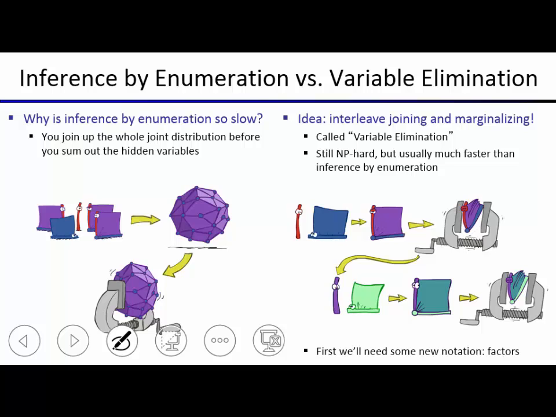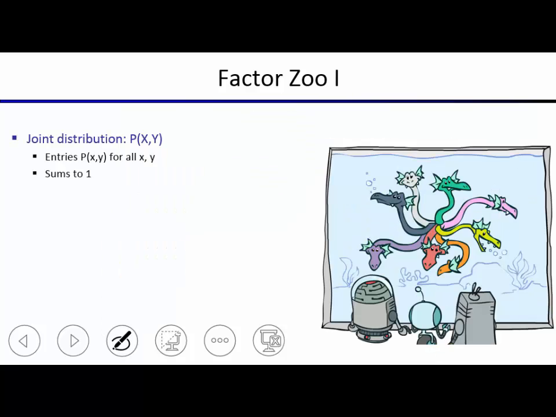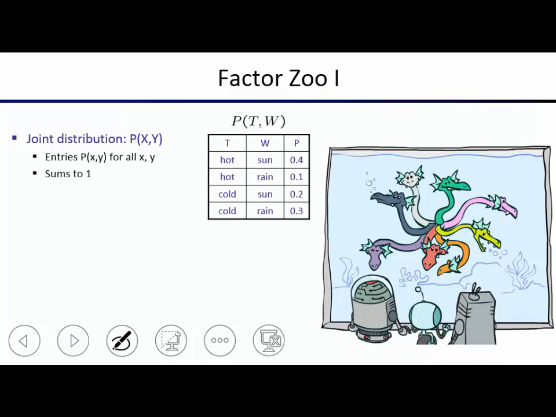OK, so we'll need some notation first. The main thing we're going to look at in terms of notation is something called factors. So there'll be a whole zoo of factors. So let's start with the first one here. One example of a factor is a joint distribution. It's of the form P(X, Y) here. It could be more variables. Essentially, it's a table with entries for every possible instantiation each of these capitalized variables can take on. And those will be the probabilities of that joint instantiation.